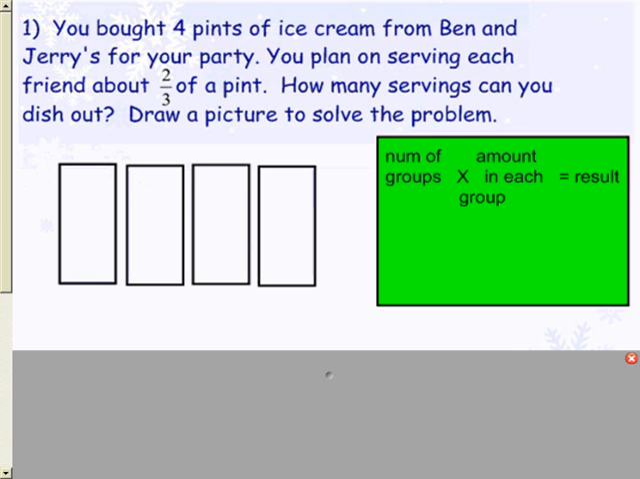We're going to start with a story problem today. You bought 4 pints of ice cream from Ben & Jerry's for your party. You plan on serving each friend about 2/3 of a pint. How many servings can you dish out?